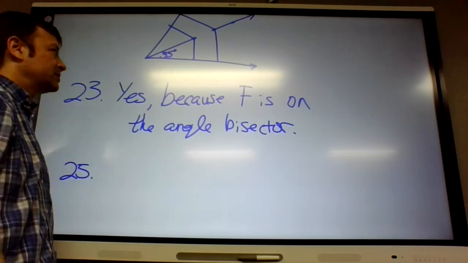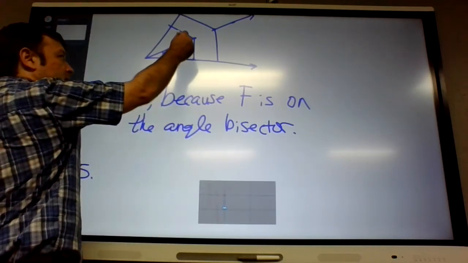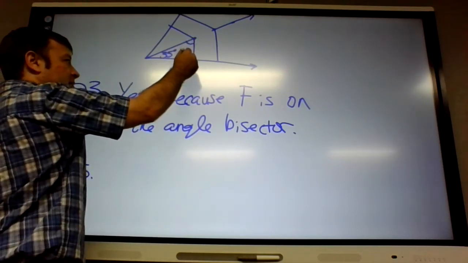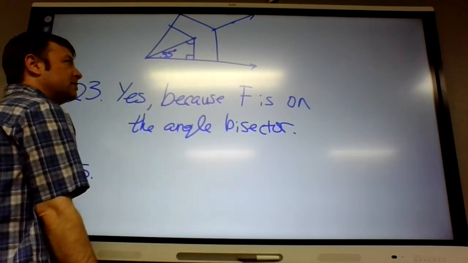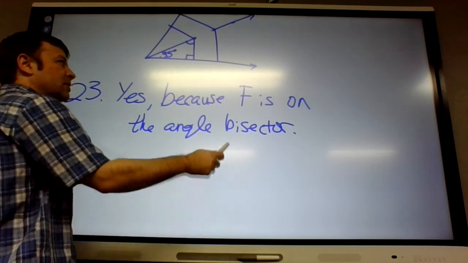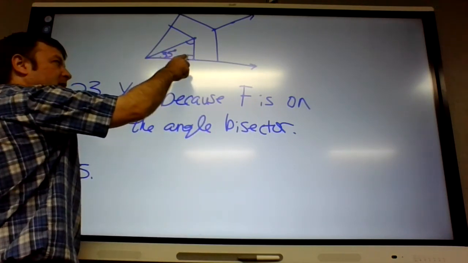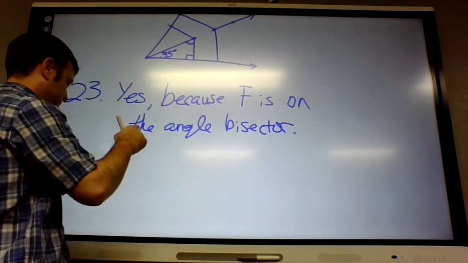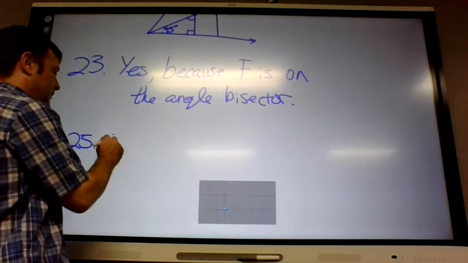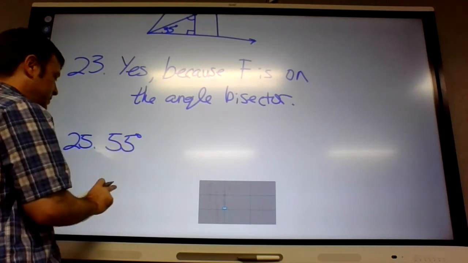Do you guys see angle CFD? Right there. How can we find that? 180 minus these two. 180 minus 90 is 90. 90 minus 35 is 55 degrees.